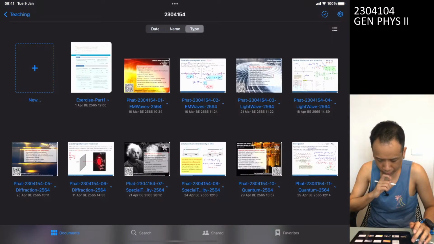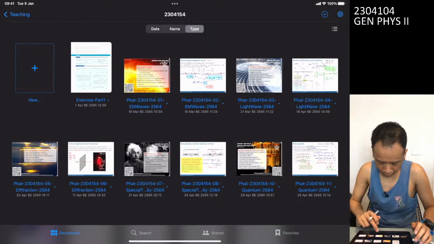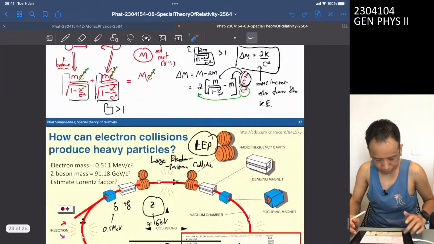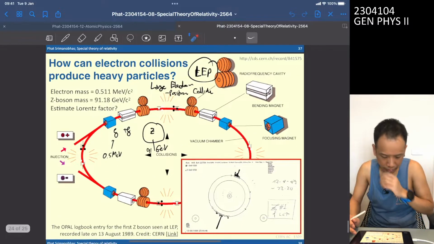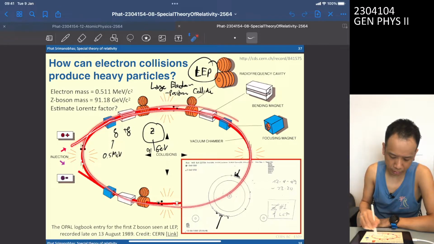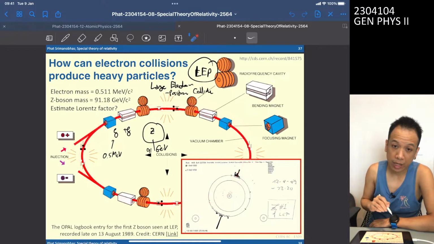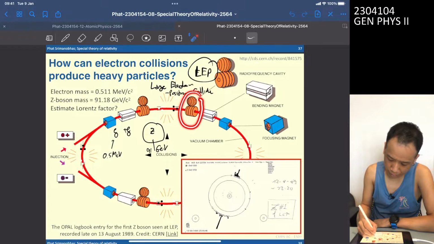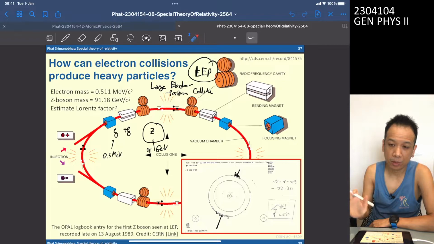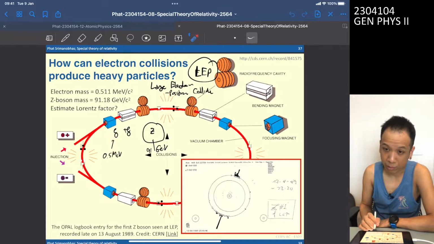If you remember the lectures I gave on special relativity, in these accelerators you inject the electrons, and the electrons circulate. But during the circulation, we need this thing called the radiofrequency cavity, which pumps energy into the electrons, increasing the energy and the momentum, not the speed. The speed is already close to the speed of light.